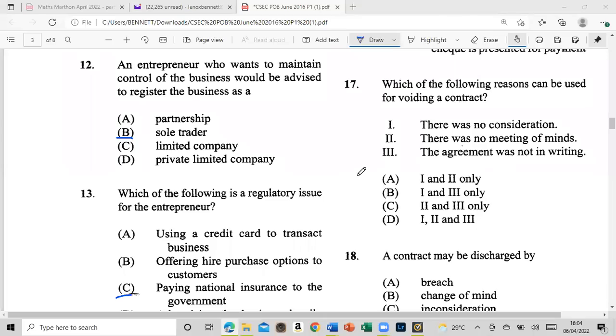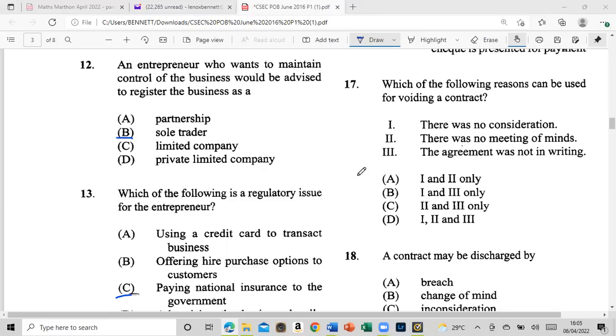Which of the following reasons can be used for voiding a contract? One, there is no consideration. Two, there's no meeting of minds. Three, the agreement was not in writing. Remember, guys, just be careful. A contract does not necessarily have to be written. You can have an oral contract, right? Verbal contract, they call it. Where you use your mouth and say, all right, now go do this. And you say, yeah, if you do this, you do that. So that's an agreement, all right?